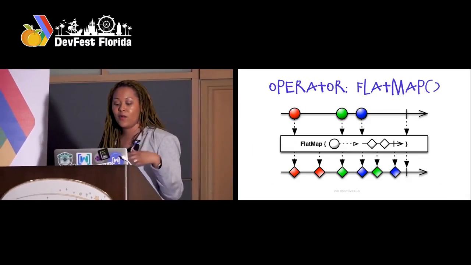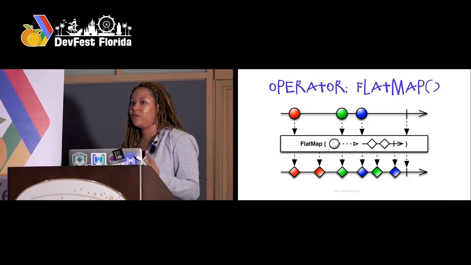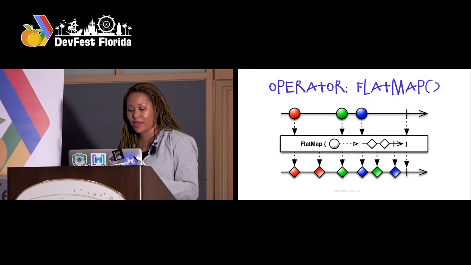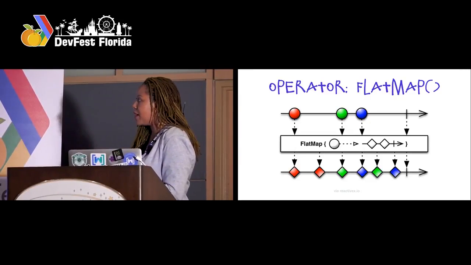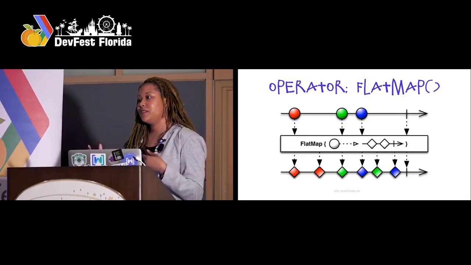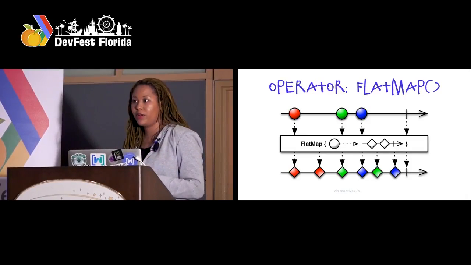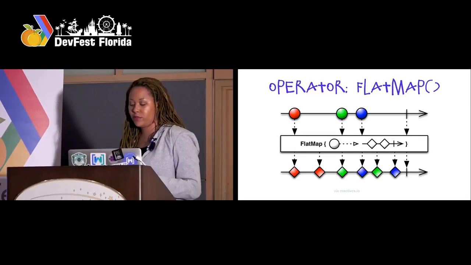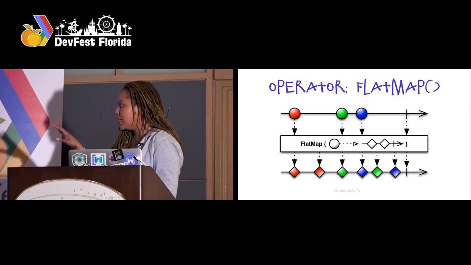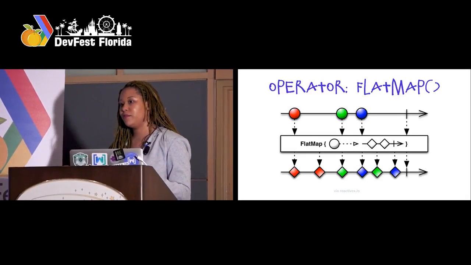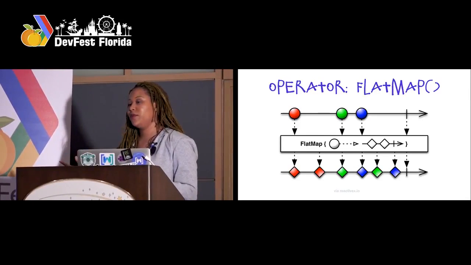So let's look at one final operator that you're going to come across a lot, and that's flatMap. So this is the flatMap marble diagram, and it gives us some insight into how the operator functions and what it's supposed to be responsible for. Now, at first glance, it does look really similar to map, but it differs in a few key ways.